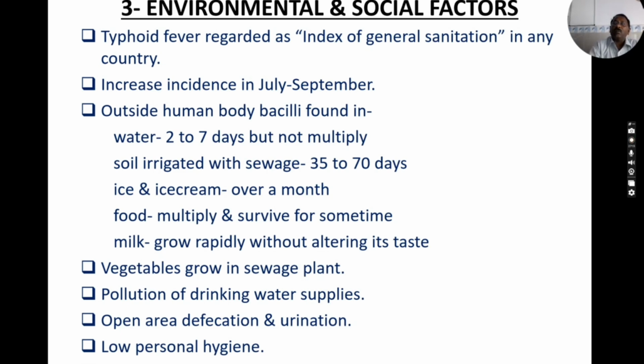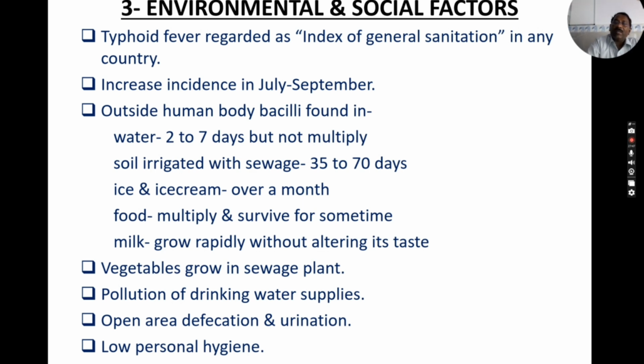So these are all the environmental and social factors. It is regarded as the index of general sanitation in any country. So the more enteric fever, what does it say about your general sanitation, good or bad? Bad. No typhoid fever means general sanitation is very, very good. So it's almost an index of general sanitation as far as typhoid fever or gastroenteritis is concerned. Increase in incidence in July to September.